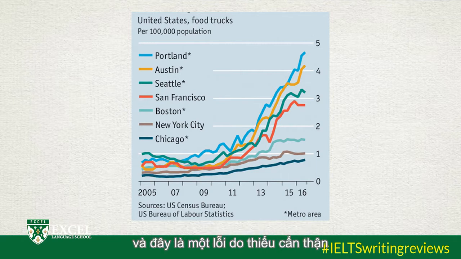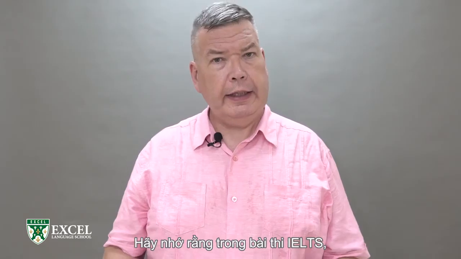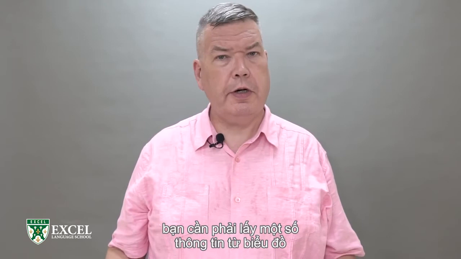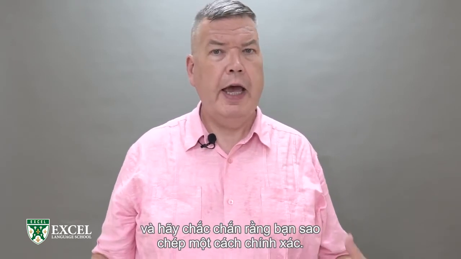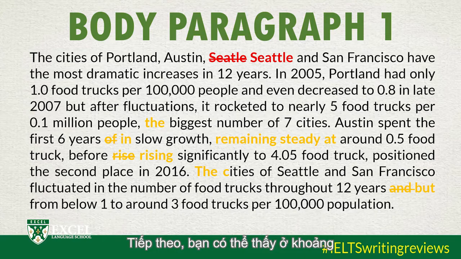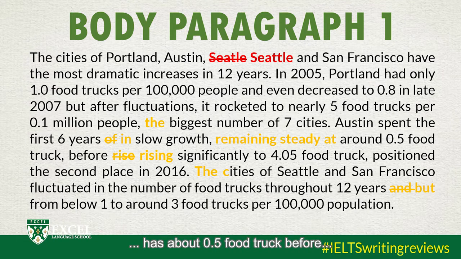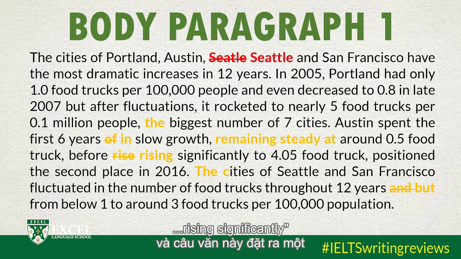And that is the sort of careless error that people make when they feel pressure. So remember, on the IELTS, you're going to copy certain information off the graphic and just make sure that you copy it correctly. So next, you'll see at around 6 lines into the second paragraph, the student has written that the city of Austin has about 0.5 food truck before rising significantly.